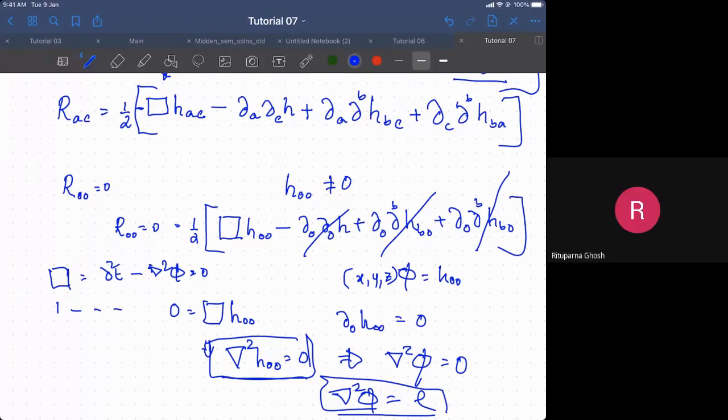Okay. So, sir? Yeah. Hello? Does this linearization have any implication in quantizing gravity or things like that?